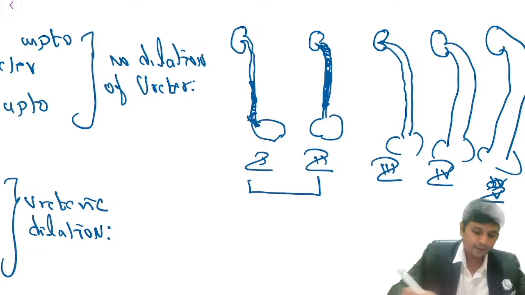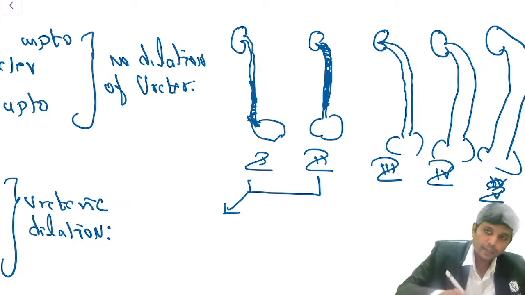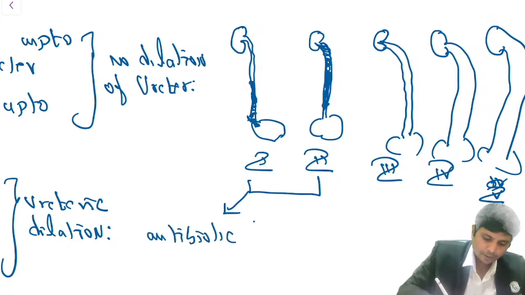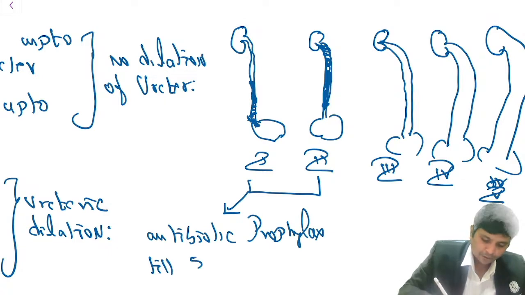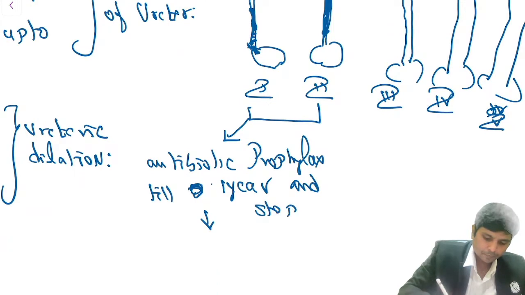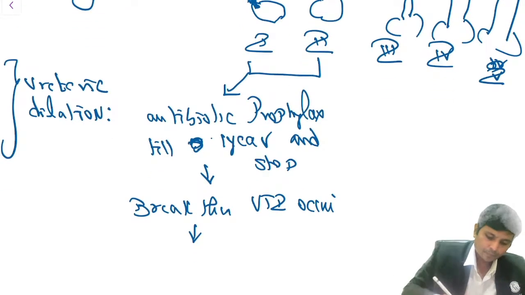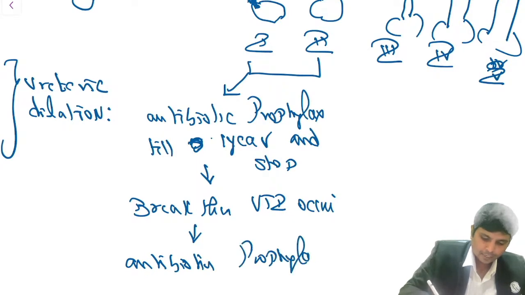Let us complete the treatment here. The treatment for grade 1 and 2 is antibiotic prophylaxis for 1 year. I am sorry, not 5 years, till 1 year. If breakthrough UTI occurs, then antibiotic prophylaxis can be prolonged.